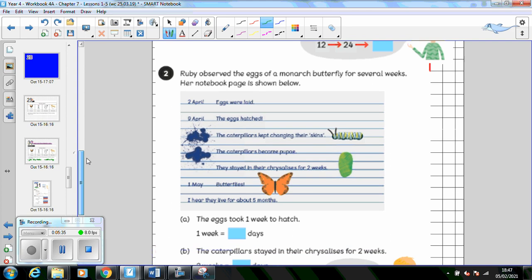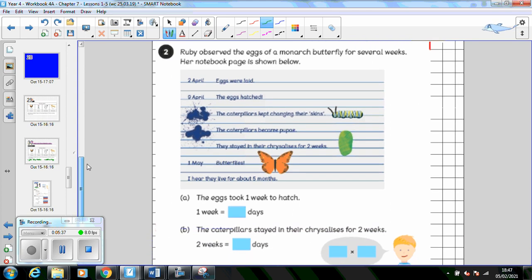Okay, Ruby observed the eggs of a monarch butterfly for several weeks. Her notebook page is shown below. If the eggs took 1 week to hatch, how many days would that be? The caterpillars stayed in their chrysalises for 2 weeks. 2 weeks equals how many days? How would we write that as a multiplication?